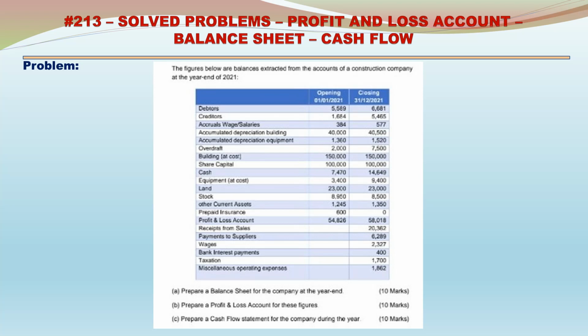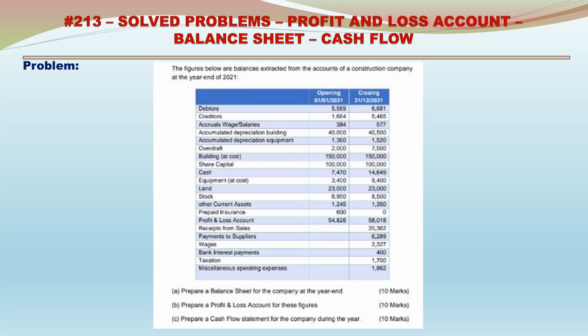Opening 1st January 2021. Closing 31st December 2021. Debtors 5,589 and 6,681. Creditors 1,684 and 5,465. Accrual wages 384 and 577. Accumulated depreciation buildings 40,000 and 40,500. Accumulated depreciation equipment 1,360 and 1,520.